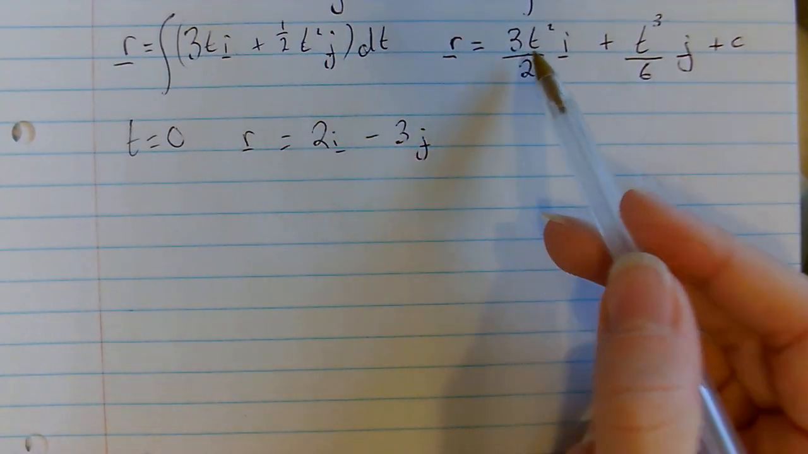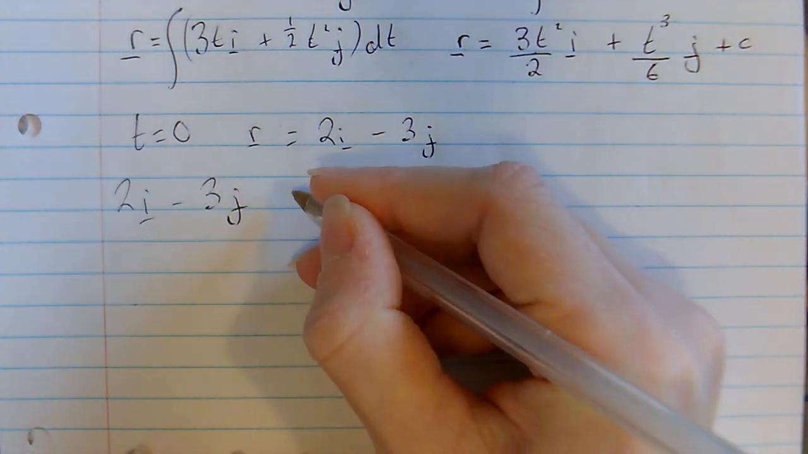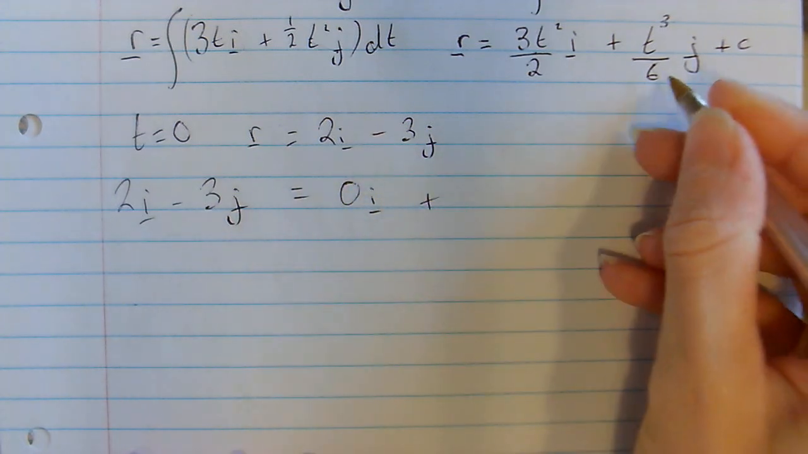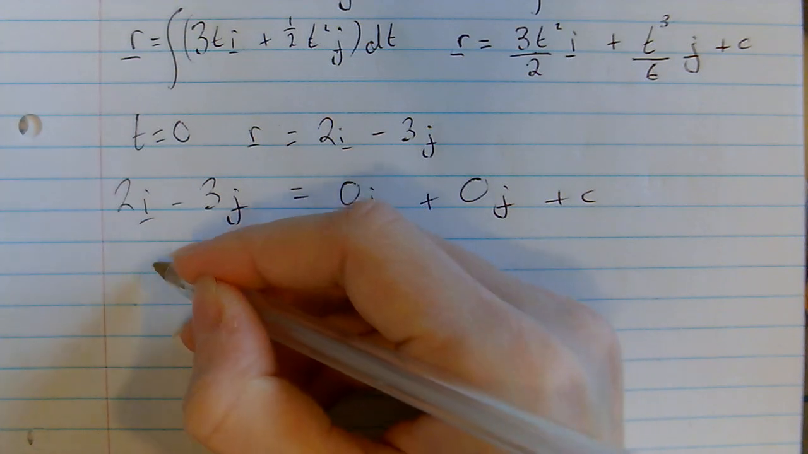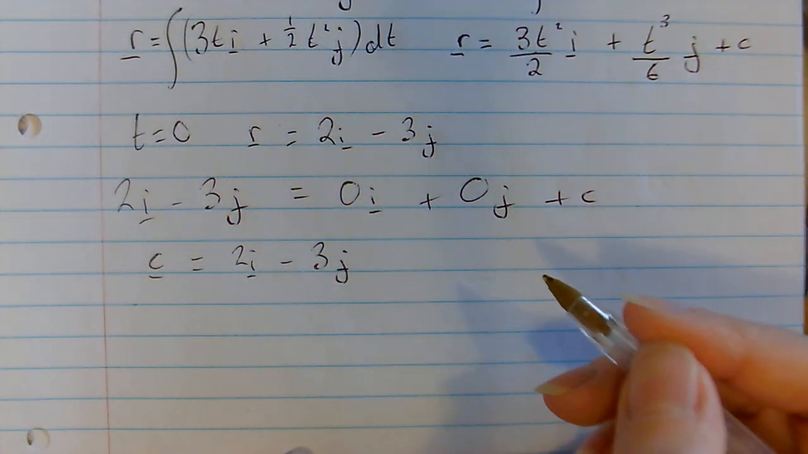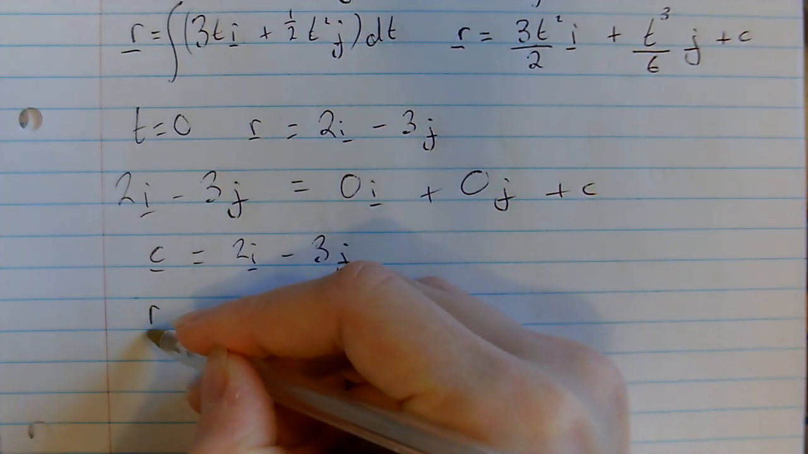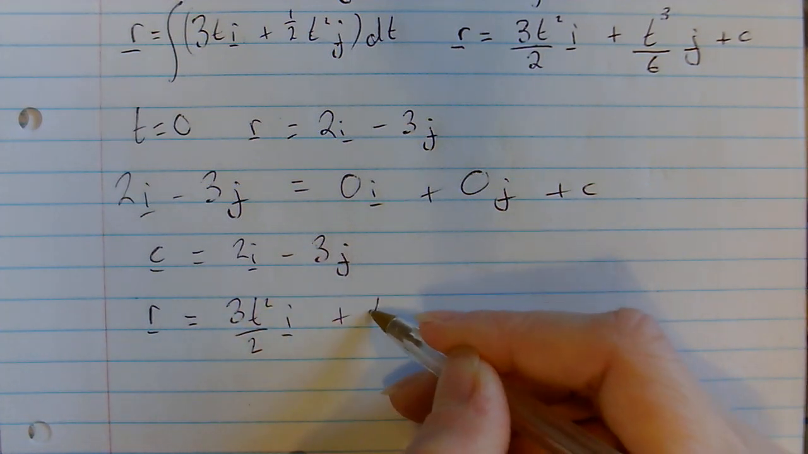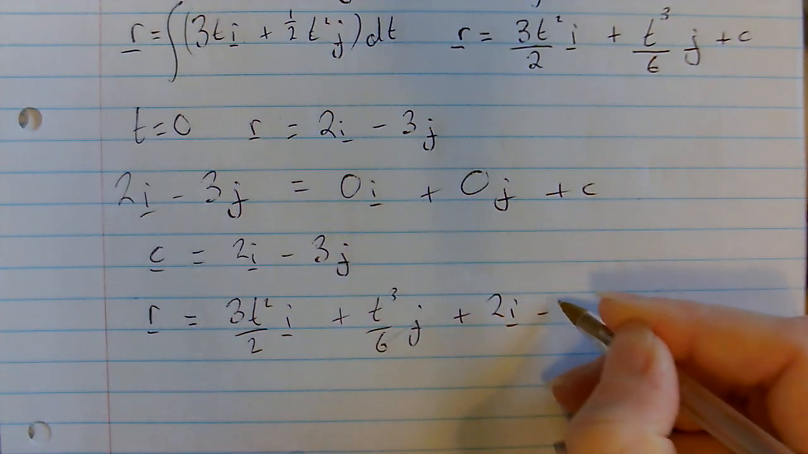So if I put this into this now, I get 2i minus 3j for r there. Where I see t, I'm going to put 0. So I get 0i plus 0j plus c. And you should be able to see then c equals 2i minus 3j. Then we just put it all together. So r is 3t squared over 2 i plus t cubed over 6 j plus c, and c is now this, 2i minus 3j.